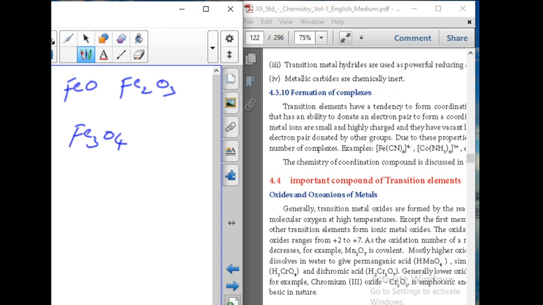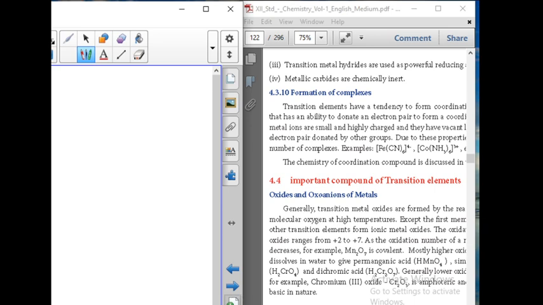Ferroferric oxide. So, 3 different oxides we are seeing. Here iron oxidation state is +2, here iron oxidation state is +3, and here we can calculate the oxidation state: 3x plus 4 into -2 equal to 0. So, x equal to 8 by 3, which means 2.6 something. So, any d-block element itself can show different oxidation states.